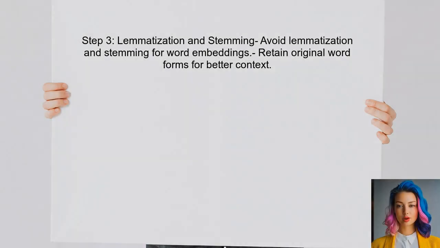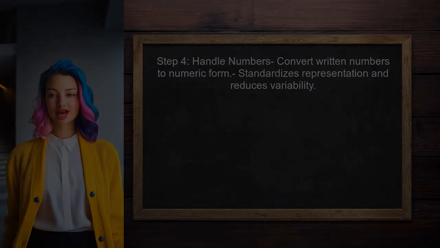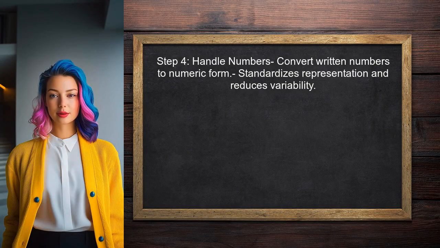The user should also evaluate the use of lemmatization and stemming. While these techniques can normalize words, they may also strip away important nuances. For word embeddings, it is often better to avoid these processes to retain the original forms of words. Additionally, the user should consider how to handle numbers. Converting written numbers to numeric form can be beneficial, as it standardizes the representation and reduces variability in the text.